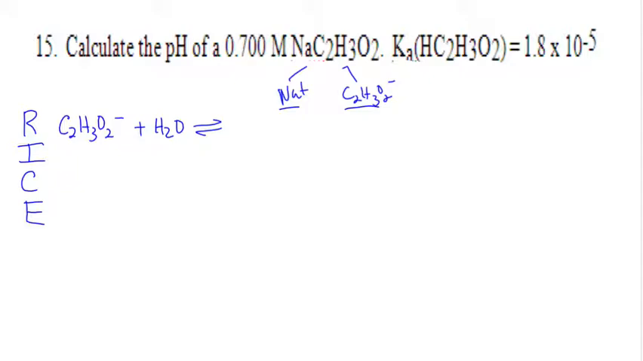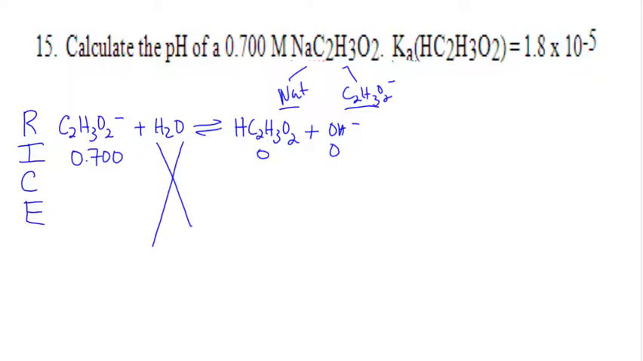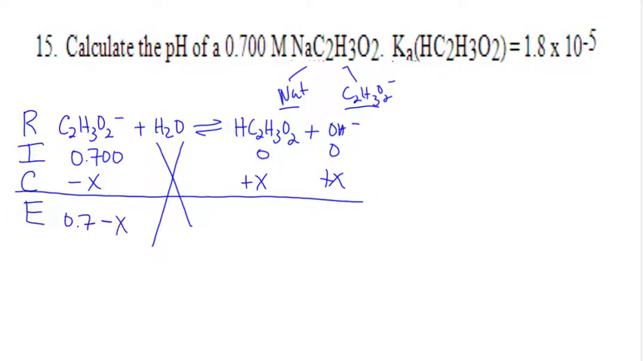To the acetate. So what do we make? Acetic acid. And the other ion is hydroxide. That's the hardest part. Now that we have that, we can go, okay, my original concentration of the acetate, because for every one sodium acetate, there's one acetate, 0.700, cross out the water, 0, 0, minus X, plus X, plus X. So we get 0.7 minus X. I can drop this, X and X.